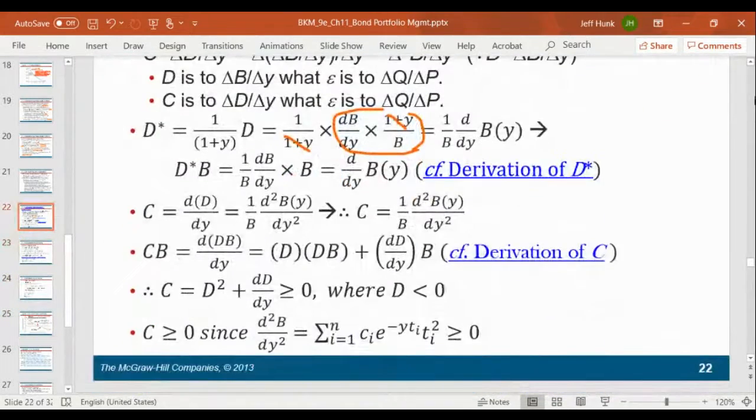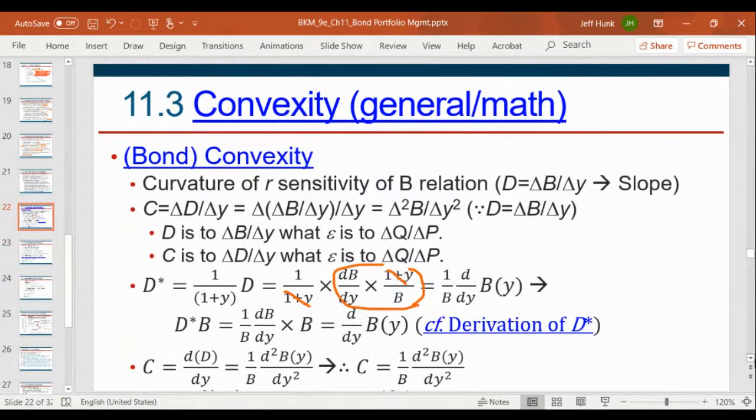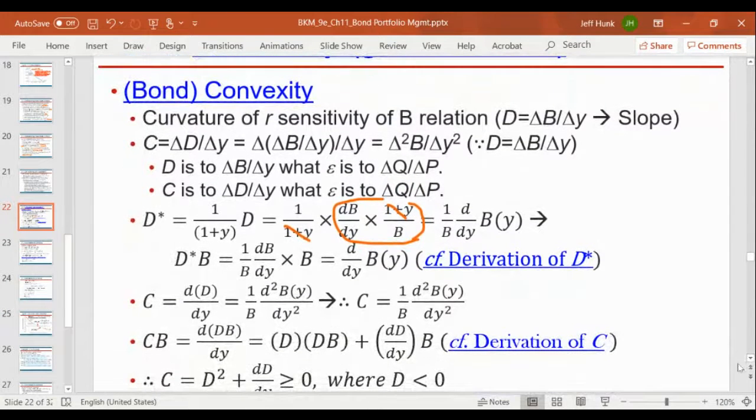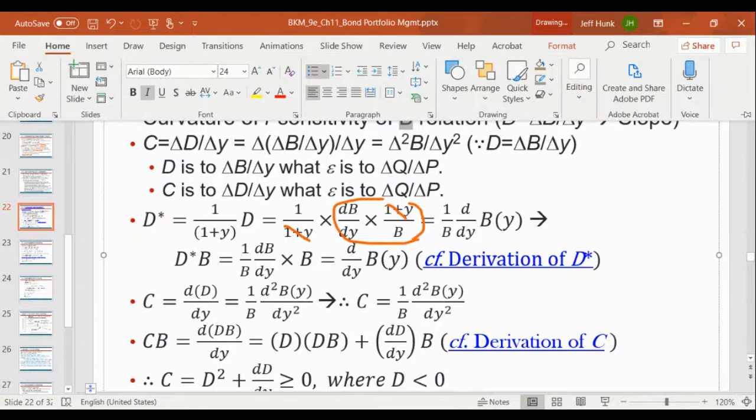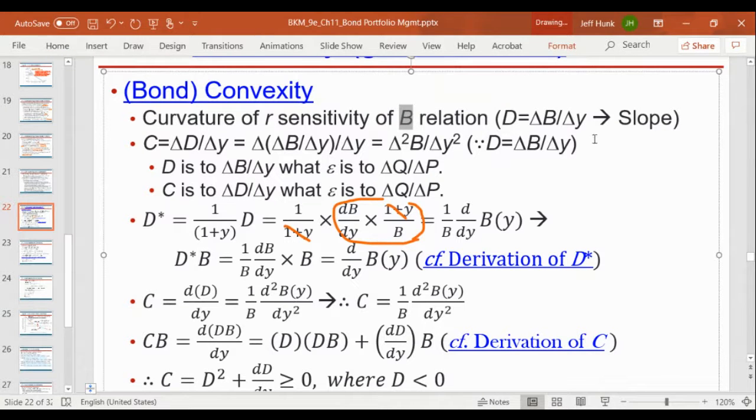Now, anyway, here's the recap of the definition. Curvature of the interest rate sensitivity of the bond price relation, right? And we know it is curvilinear, not a straight line. But the straight line is called duration. You know that. Straight line is called duration.